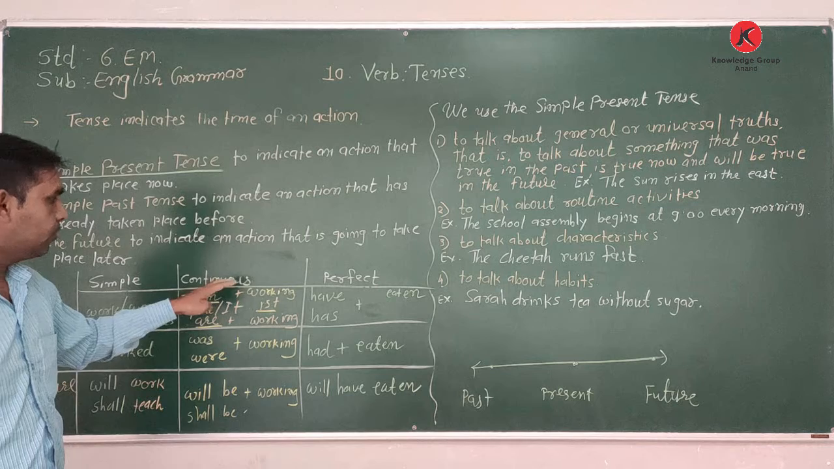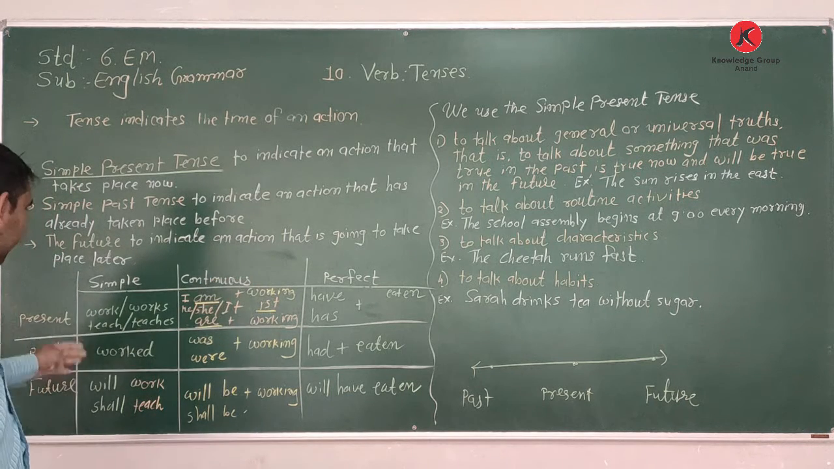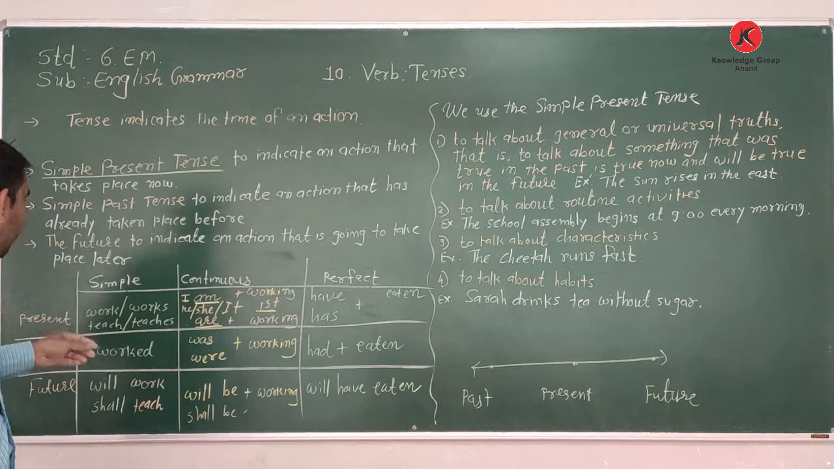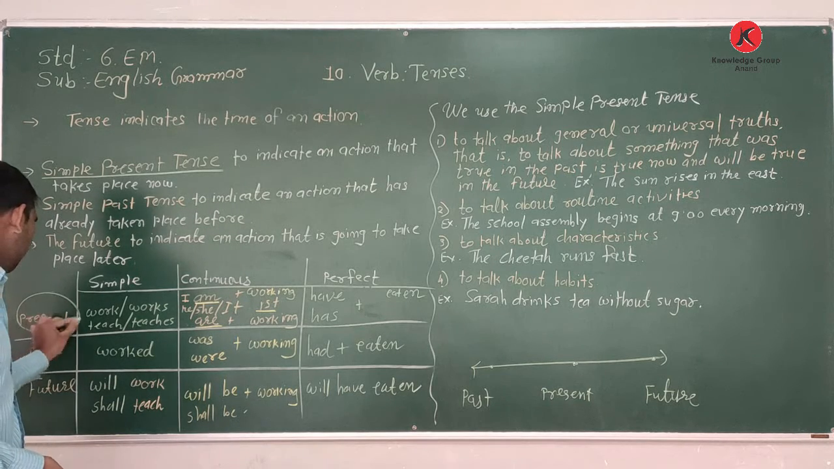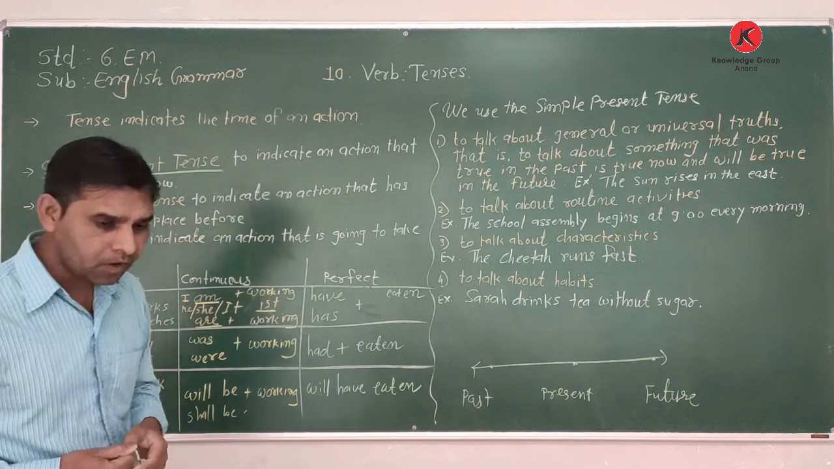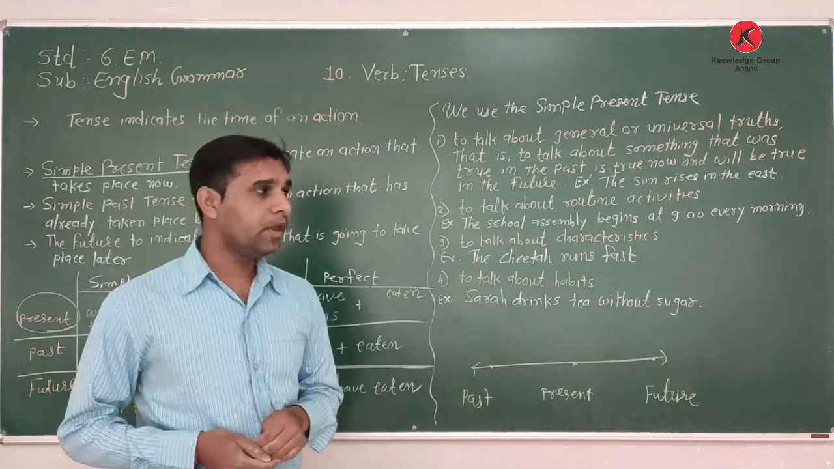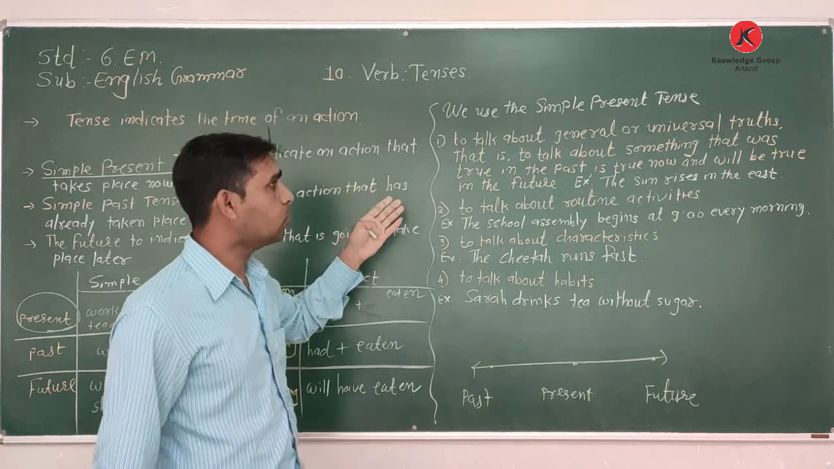This is the simple present, simple past, and simple future tenses. Present, continuous and perfect. Simple tense, continuous and perfect. So the first tense we talk about is the present tense. What is the present tense, and where do we use it?